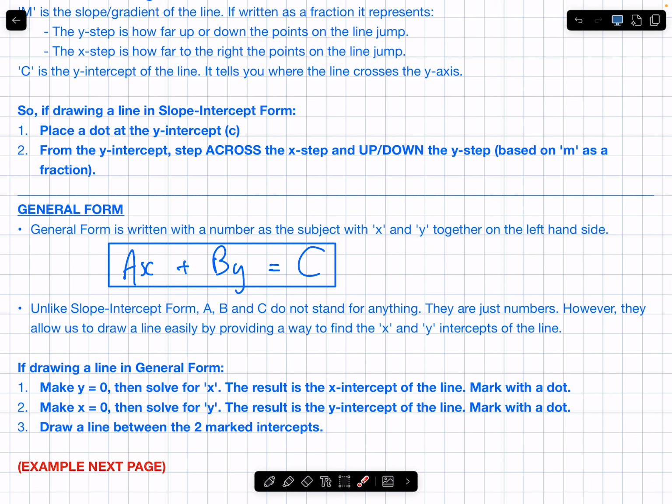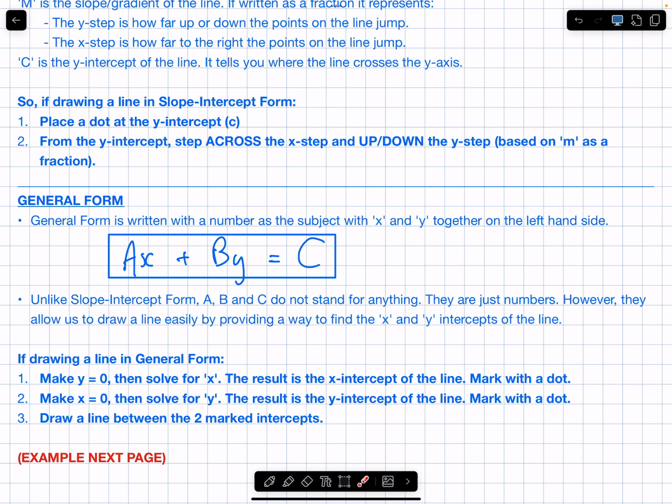They're just numbers. However, they allow us to draw a line easily because it gives you a nice way to find the x and y intercepts of the line. You use some algebra there. So the rules that you would need, if I want to draw a line in general form: I make y equal 0, then I solve for x. The result is the x-intercept of the line. I put a dot there. So now I've got a dot along the x-axis somewhere.